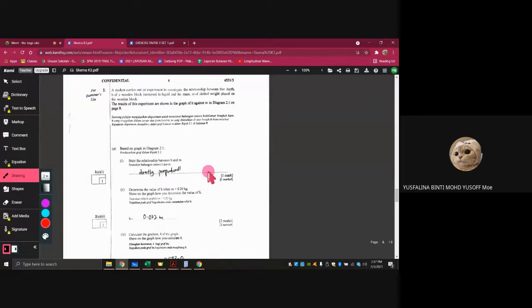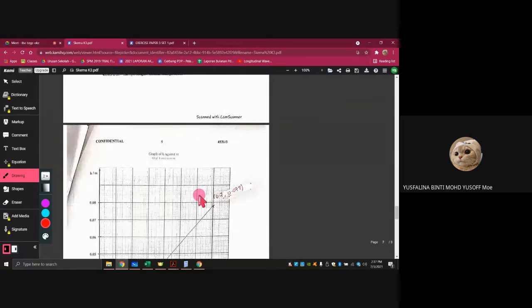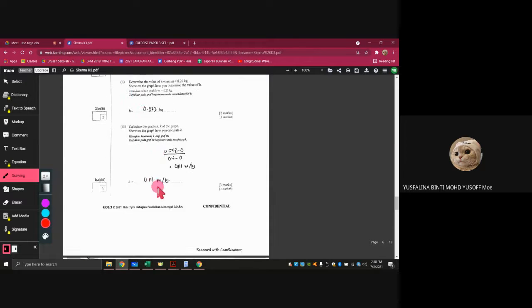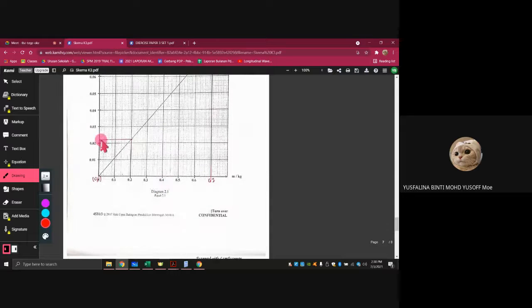Okay, again for this one, some of you put the higher the H, the higher the M. Okay, wrong. Directly proportional. So for A2, some of you only got 1 mark. Why only 1 mark? Because you didn't show in your graph.